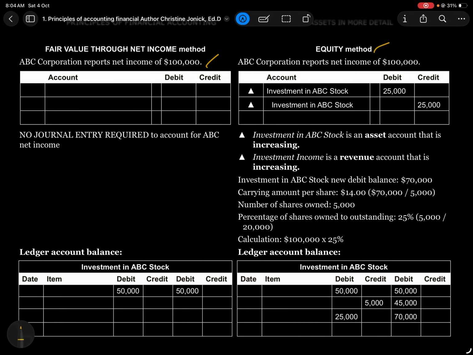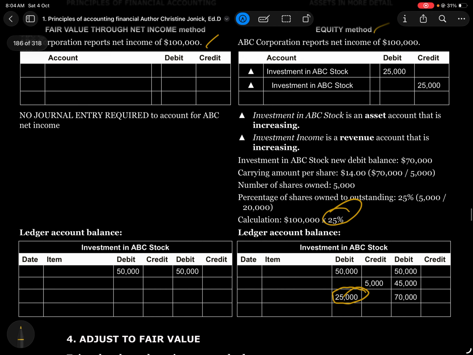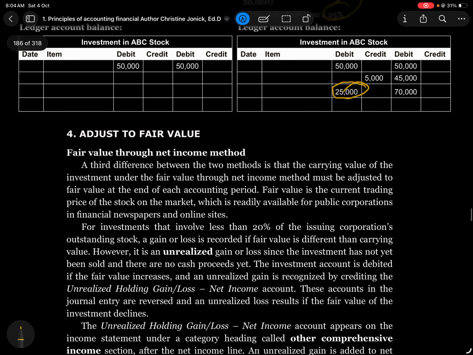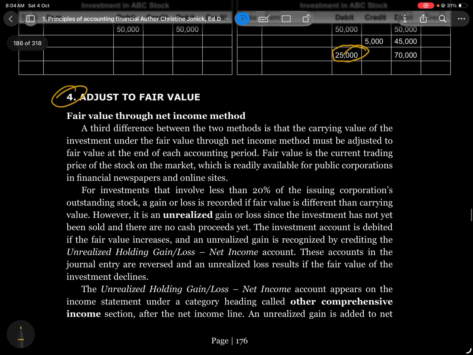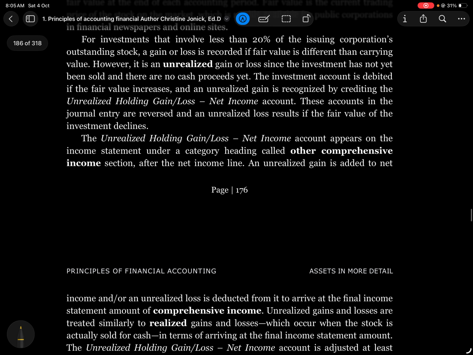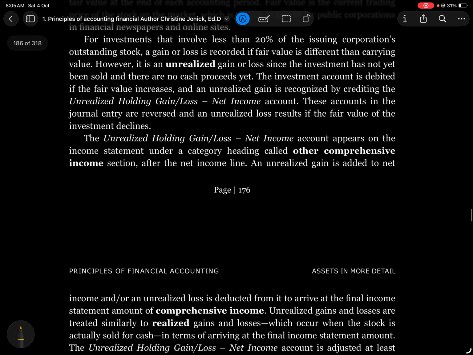Since our share is 25%, in that scenario we will need to recognize the 25% investment increase and credit our revenue, investment income, by 25,000. In the fair value method, we might sometimes have to recognize a holding gain or loss.